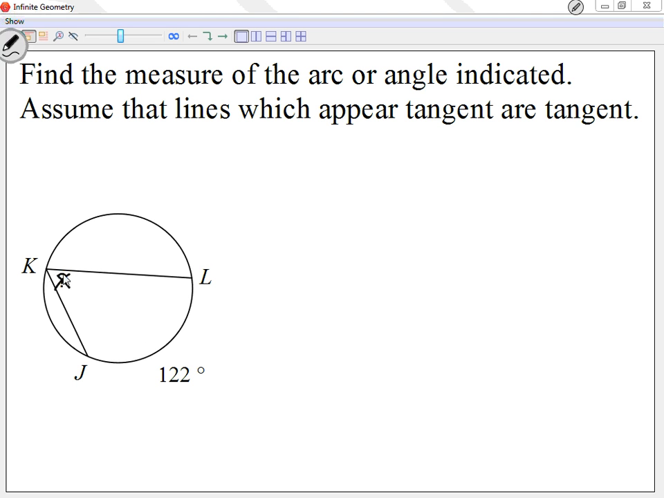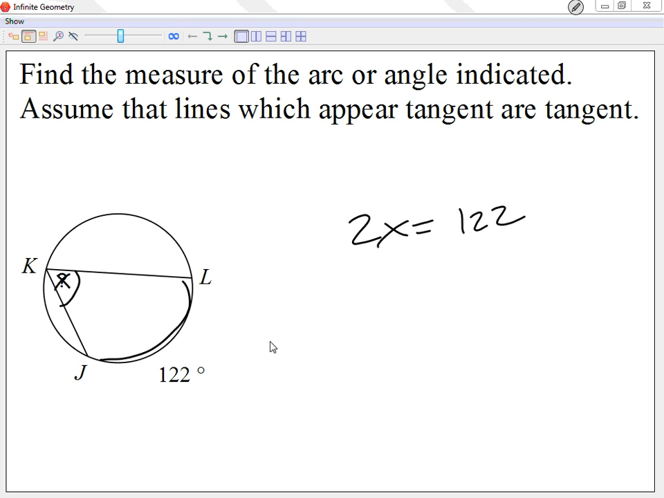So now what we do, the measurement of the angle, in this case x, let me multiply it by 2. So the angle multiplied by 2, and that is going to be equal to the arc that it creates. So if you notice, this angle creates this arc. So the angle times 2, in this case, is going to be equal to 122. The angle times 2 is equal to the arc that it creates.